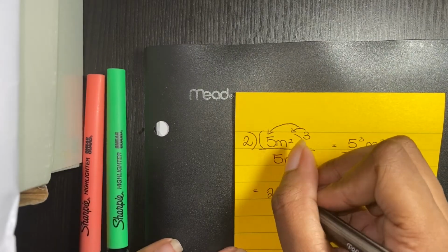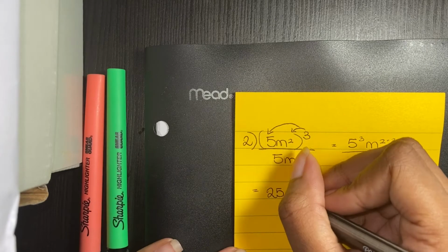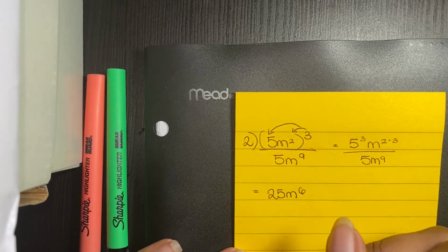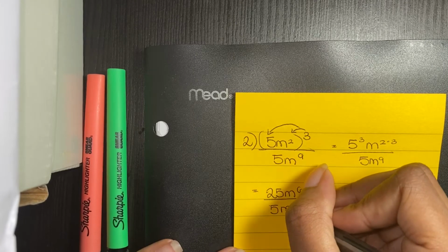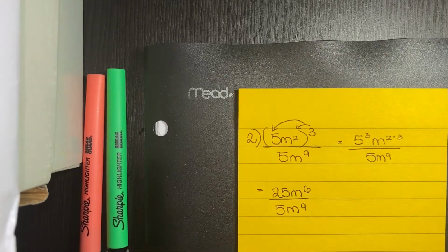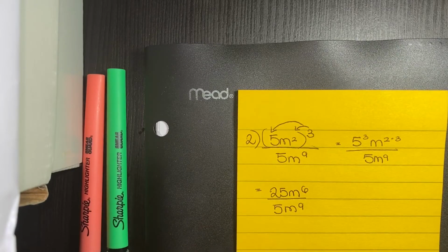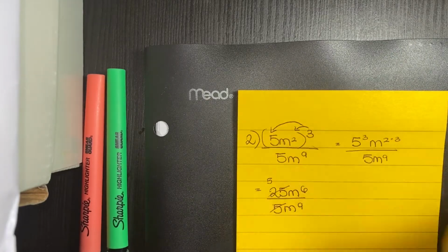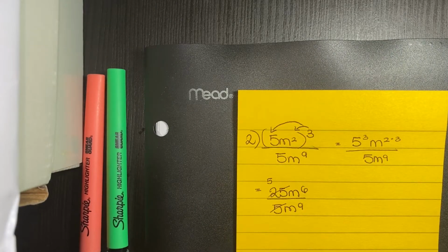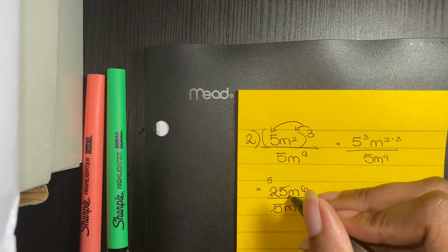And so when you raise this to the power, you should end up with 125m to the sixth power divided by 5m to the ninth. I made a mistake, I'm sorry. I don't know why I put 25, but it's 125, because 5 times 5 times 5 is 125. So when you divide that, you should end up with 25 with the numbers, because 125 divided by 5 is 25.